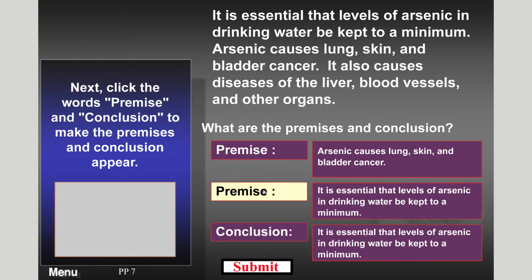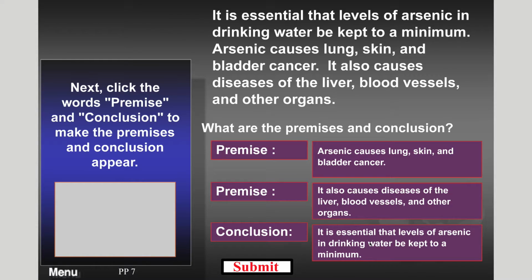Why else? It also causes diseases of the liver, blood vessels, and other organs, right? So you start with the conclusion, you go, why would that be the case? Premise one, premise two.